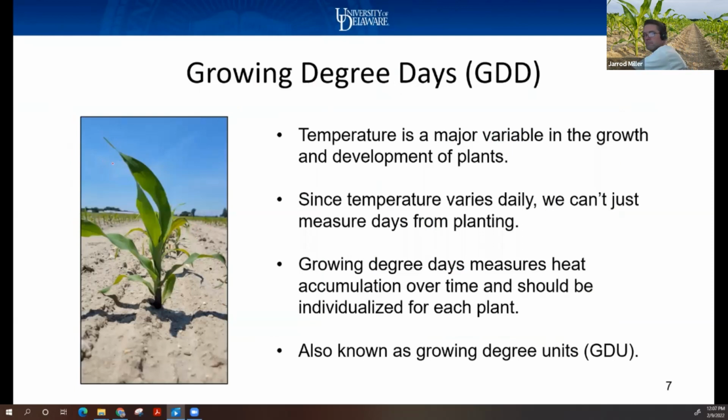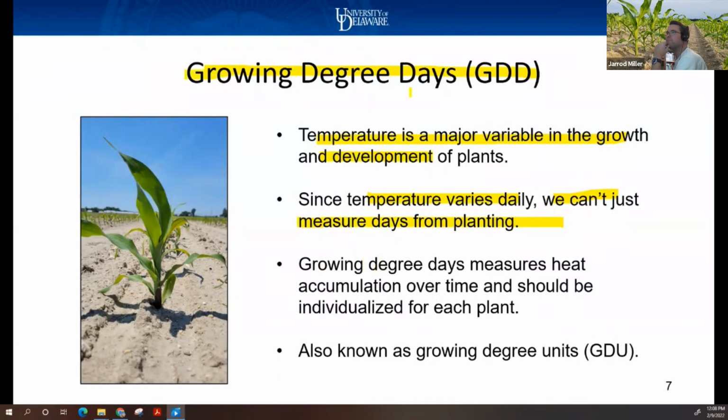Before we get into the actual stages, you do have to understand what growing degree days are. And so you'll see GDUs or GDDs, growing degree days, because temperature is a major variable in the growth and development of plants. And because temperature varies daily, we can't just measure days from planting. You can, but it's not going to match every single time, because if you plant in April versus May or June, this corn plant, well, April's so cool that the corn's going to grow slower because it doesn't have the temperature behind it to help push its growth.